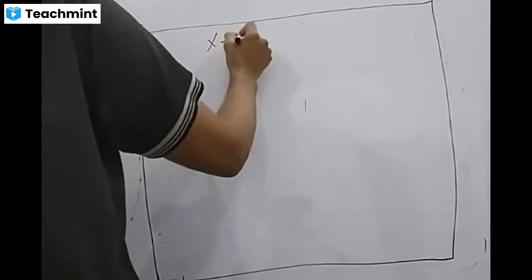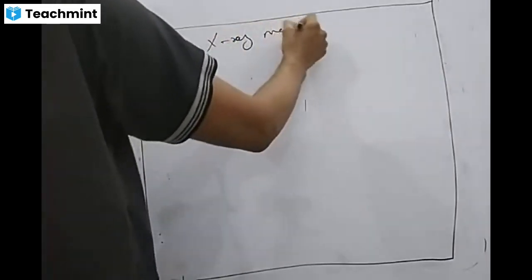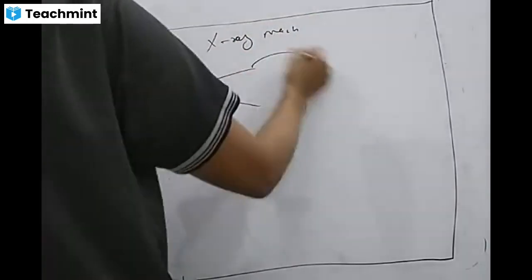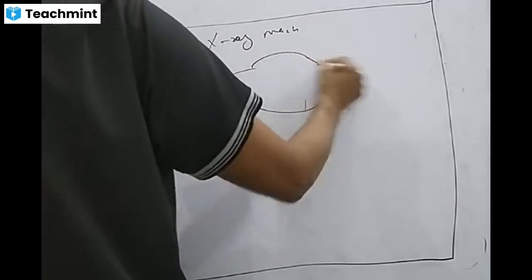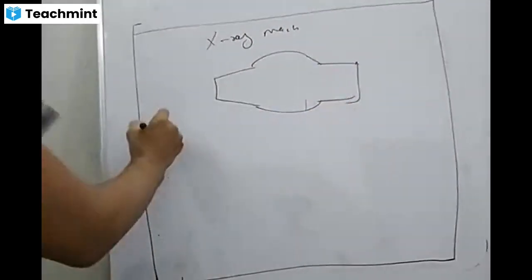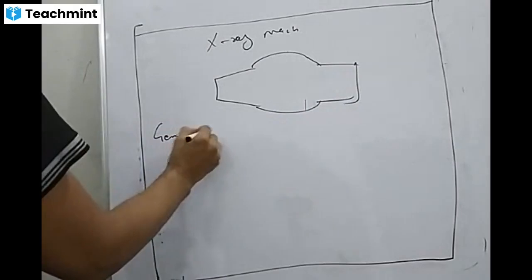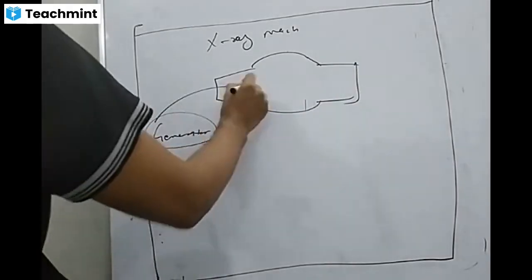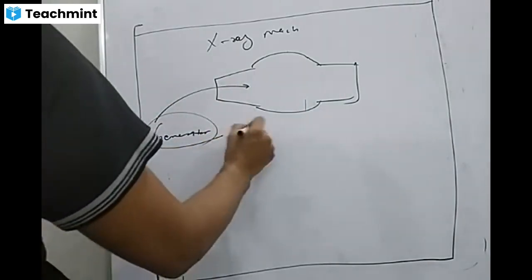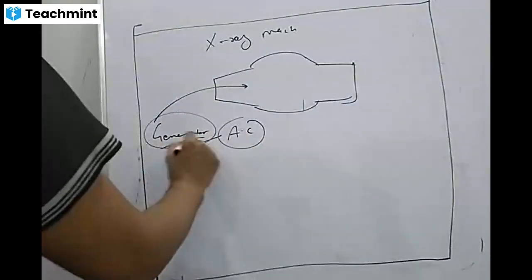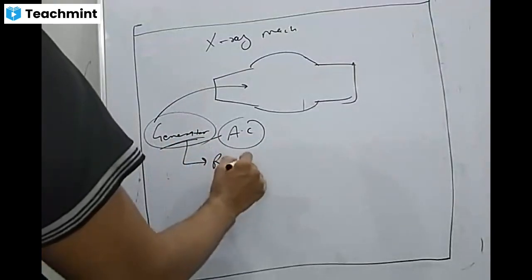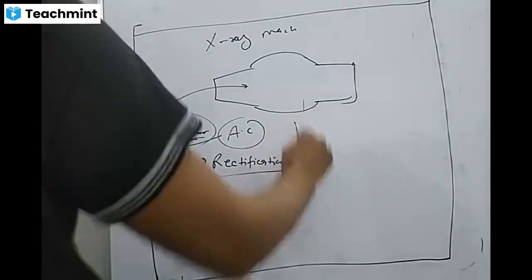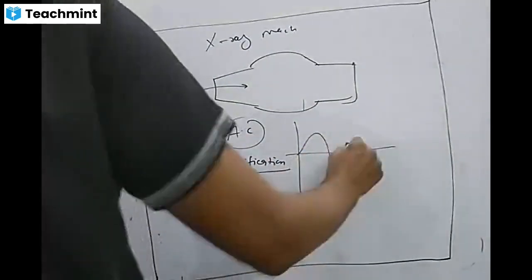The X-ray machine has two components. One component was your X-ray tube, and one component was your generator. Why was the generator used? Because whatever we sent was AC current, and in the generator we have a system called rectification. Rectifiers are there. So the alternating current is like this.